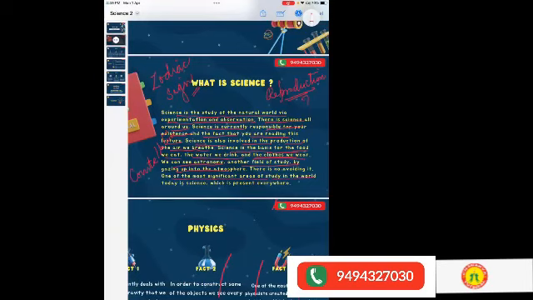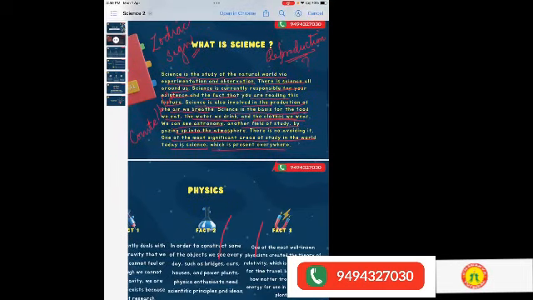Okay. So one of the most significant areas of study in the world today is science, which is present everywhere. Whether we are here in India or go outside India, wherever we go, each and every place, we can see science.